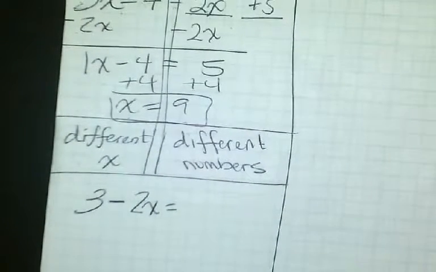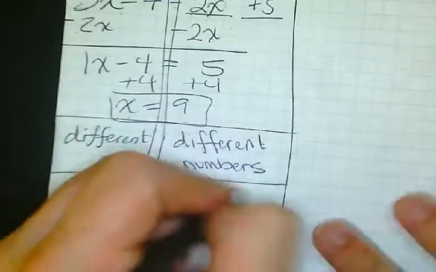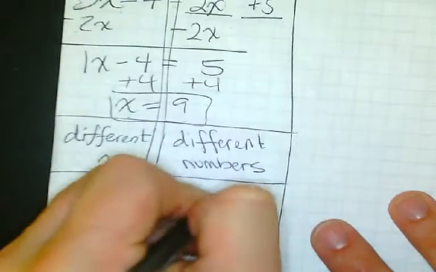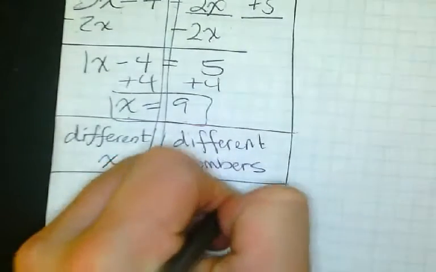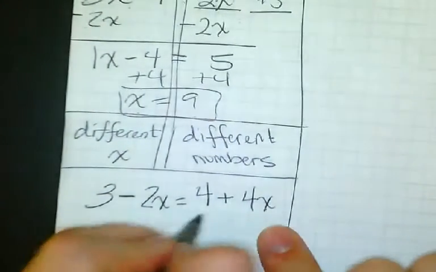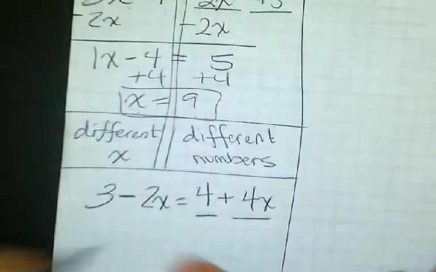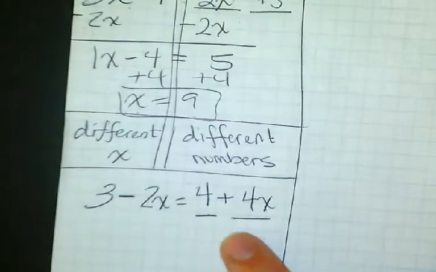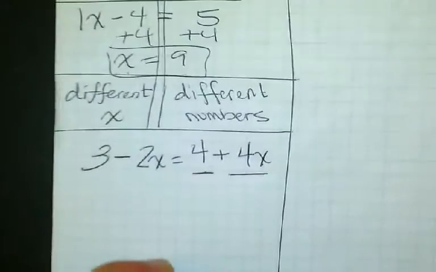is, Eric, think of a number. Great. 4 plus 4x. Good. So, this number is different. This number is different. That'll work. There's one solution. Thank you, Eric.